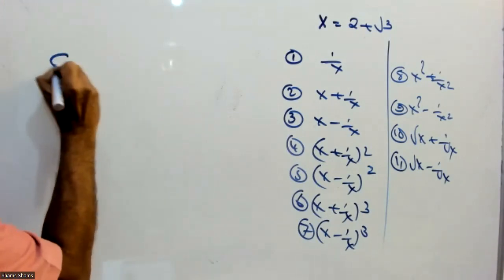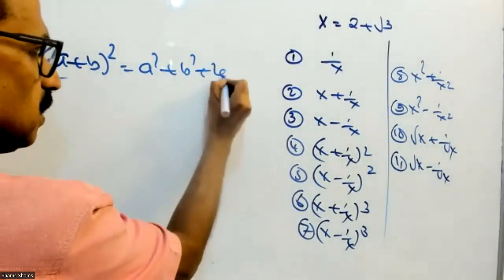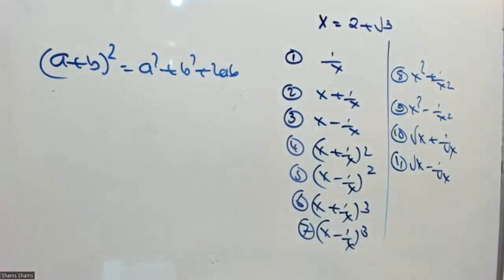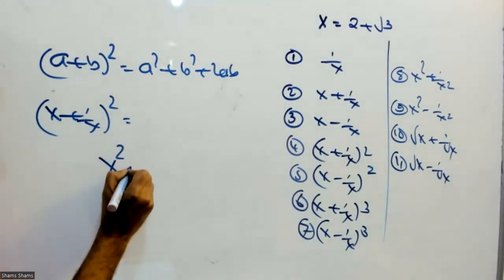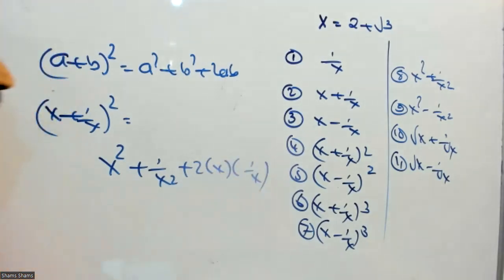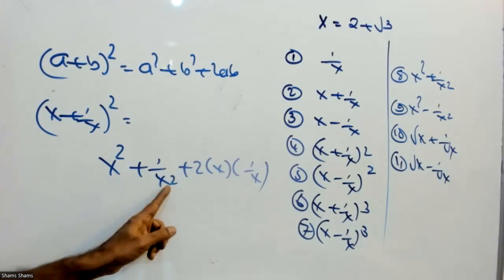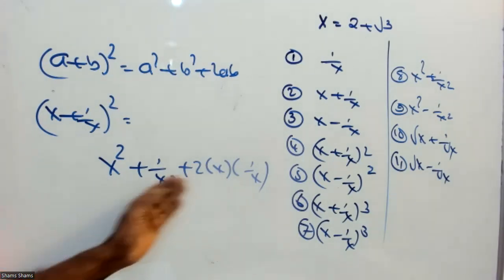You know, a plus b whole square is what? a square plus b square plus 2ab, right? So, x plus 1 by x whole square is what? x square plus 1 by x square plus 2 into x into 1 by x, right? a square plus b square plus 2 into a into b, right? Agree or no? Any question? Amira? Karthik? Kasia, Rihal, Brenda, is it okay? No, sir. Yes, sir. Okay.